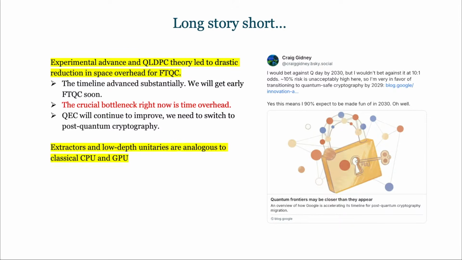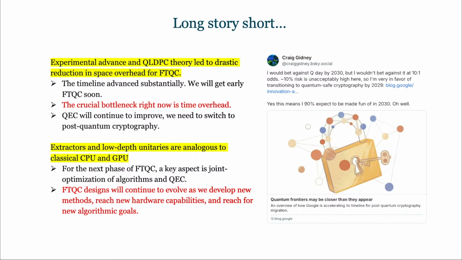The other part that I would like you to take away from this talk is that extractors and low-depth unitaries are really analogous to classical CPUs and GPUs, where the difference is sequential and complex control versus parallel and structured control. And for the next phase of FTQC, a key aspect is going to be joint optimization of the algorithm, the circuit, and the QEC implementation. And the design for FTQC systems will continue to evolve as we develop new methods, as we reach new hardware capabilities, and as we try to shoot for new algorithmic targets.